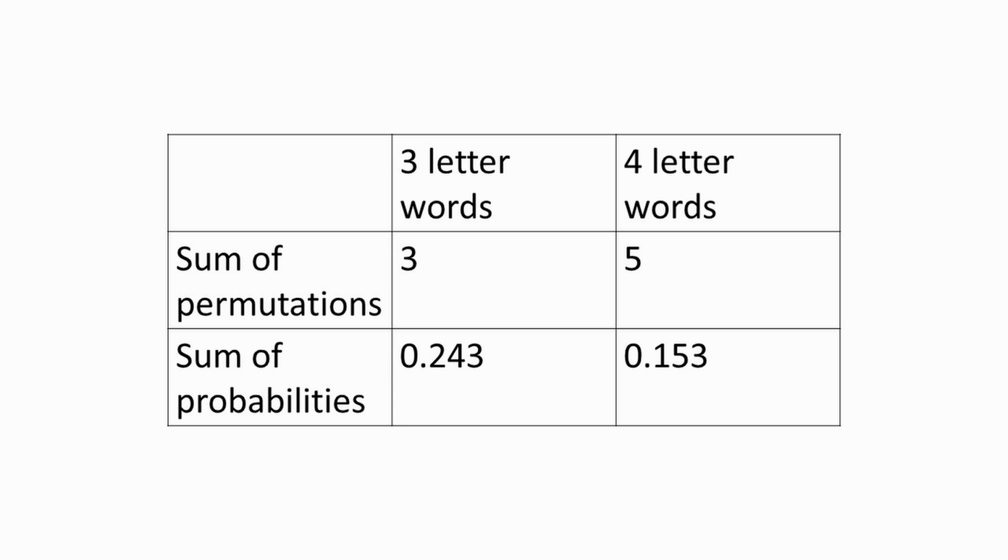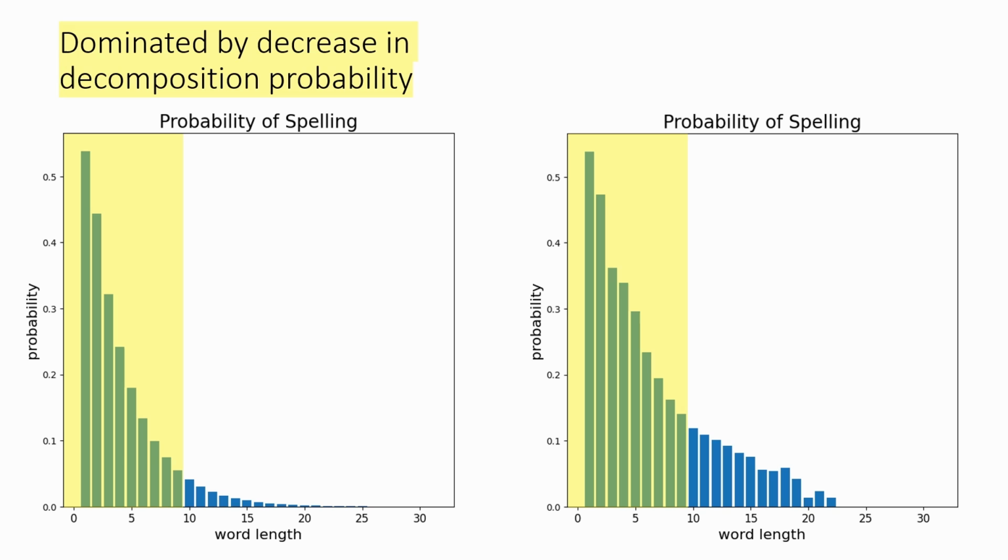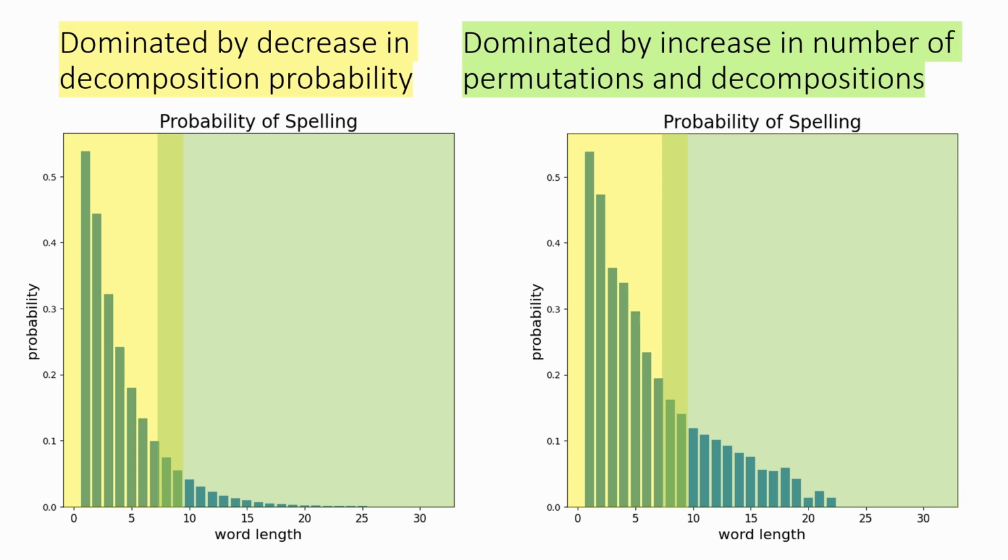If we do this for every word length, then we can compare with our observed data. So here, the theoretical graph is on the left and the observed is on the right. They look very good. Obviously, they're not exactly the same, but we wouldn't expect them to be anyways. What is important is that the trends in both graphs are essentially the same. On the left, we have a sharp decrease in probability caused by a sharp decrease in decomposition probability. And then on the right, it steadies out, which is caused by an increase in the number of permutations.